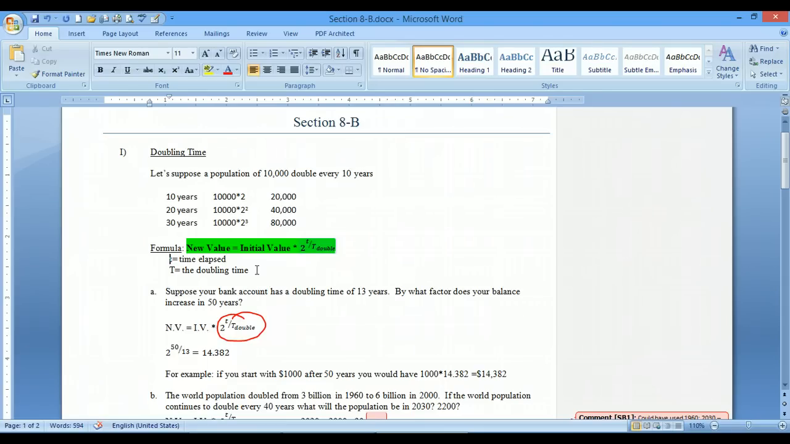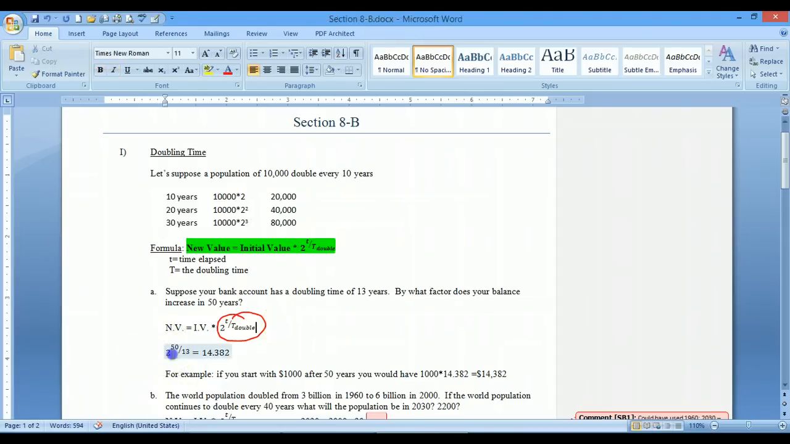Let's suppose you have a bank account that doubles. It has a doubling time of every 13 years. By what factor does your balance increase in 50 years? Now, I could take the whole formula, but I don't need that. It just wants to know the factor. So I'm going to take this portion. What do I multiply to the initial value?